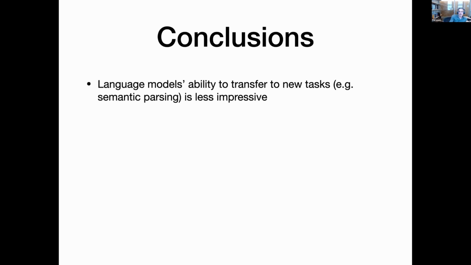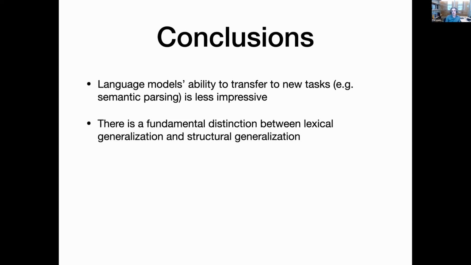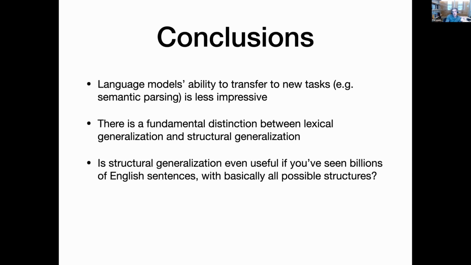And the ability of those language models to transfer their knowledge to new tasks, to figure out that semantic parsing requires compositionality, is a lot less impressive. And we saw that there's a fundamental distinction between lexical and structural generalization in this context. So for pre-training, it's actually not so clear that structural generalization is even going to be useful, because if you've seen billions and billions of English sentences, at some point you're going to have seen most possible structures of sentences, because humans just don't produce incredibly complex sentences. So it's not going to be that helpful. Lexical generalization is always going to be helpful because you keep coming across new words and new concepts.